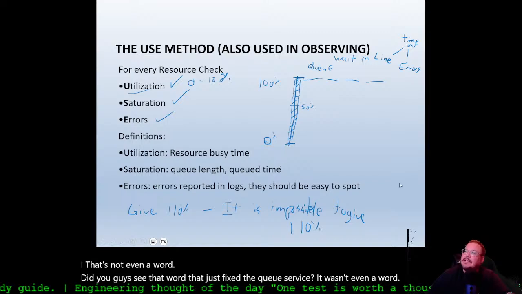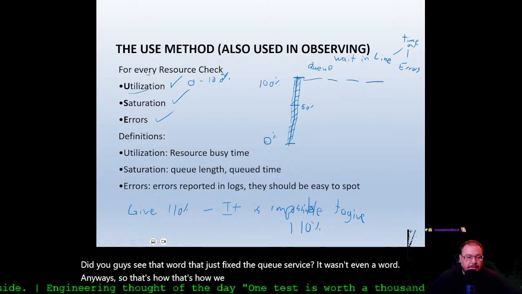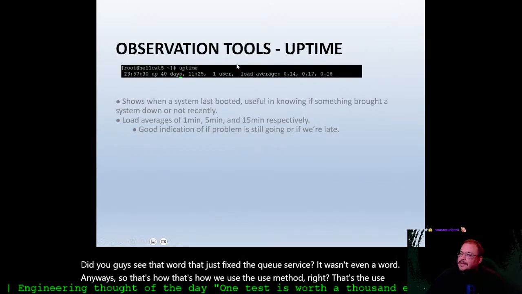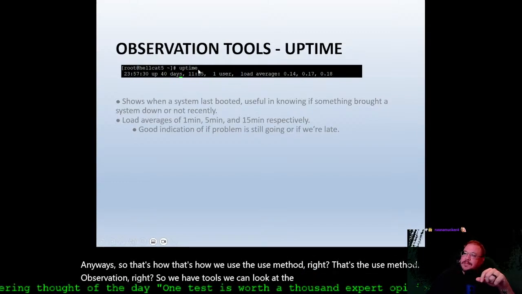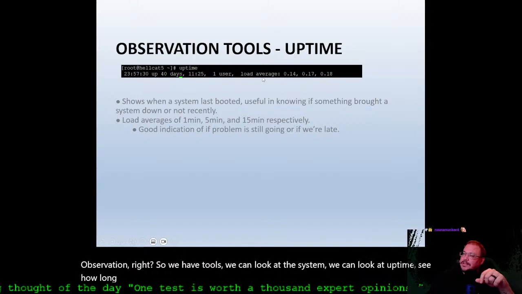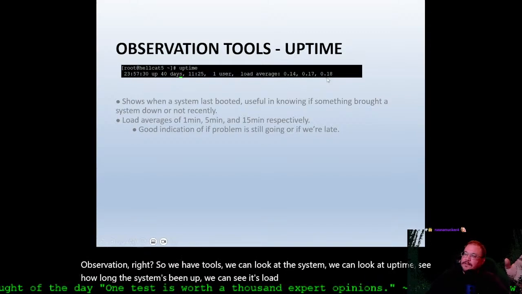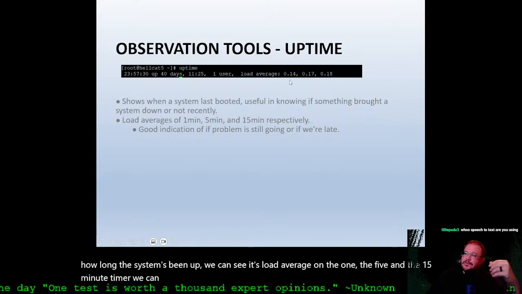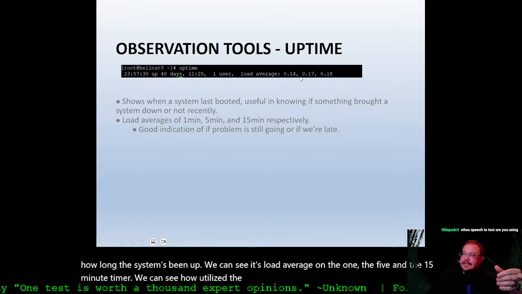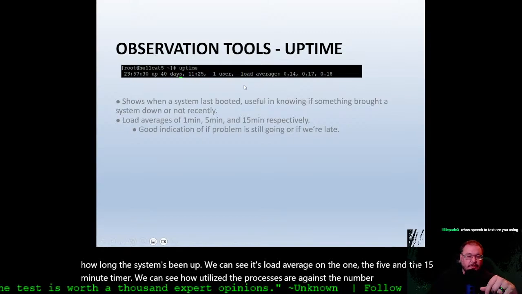Anyways, so that's how we use the USE method. That's the USE method. Observation, right? So we have tools. We can look at the system. We can look at uptime, see how long a system's been up. We can see its load average on the 1, the 5, and the 15-minute timer. We can see how utilized the processes are against the number of CPUs there are.